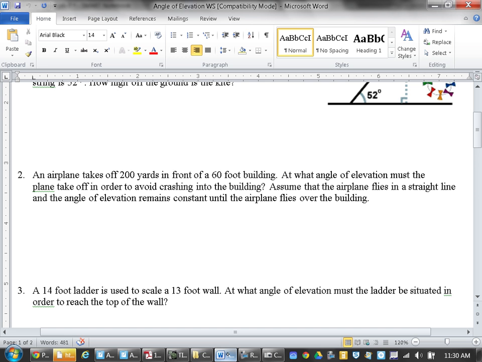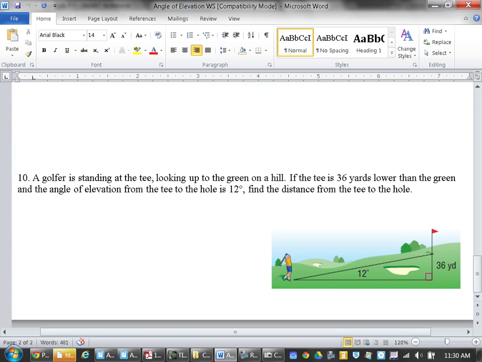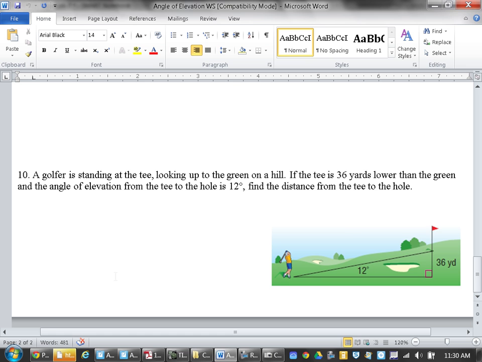All right. One other. I want you guys to try to figure this one out. Is this all we're doing today? No, we're going to do some law of sines here in a second.